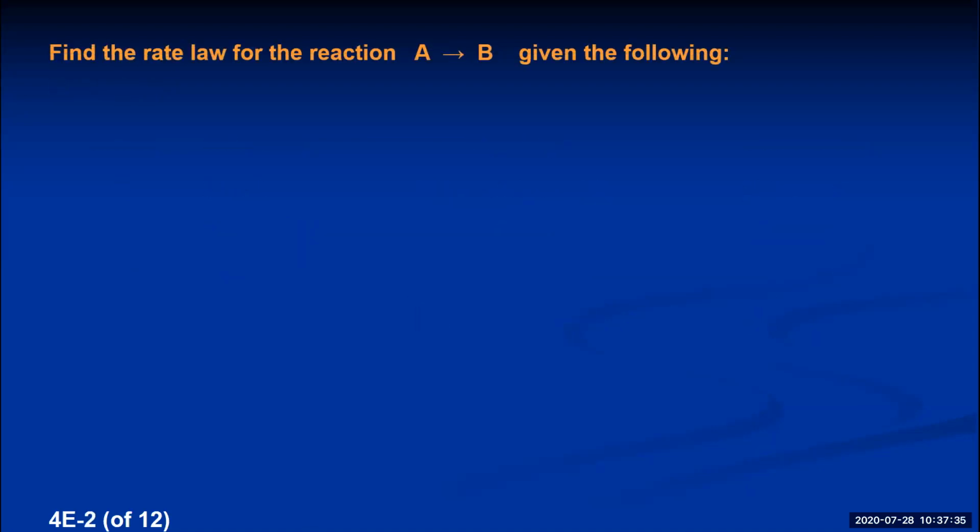I want to see if we can figure out what is the correct rate law for this reaction, A goes to B, given the following data. And what I'm going to give you today is different from last time. I'm going to measure experimentally the concentration of A at different times. What's different about this data from the previous lecture we did is that we were measuring the initial rate of a reaction given initial concentrations. From that data, we can determine the rate law. We did that in lecture 4D.